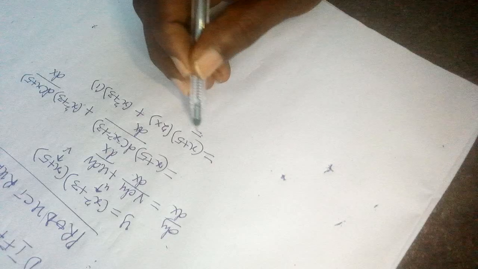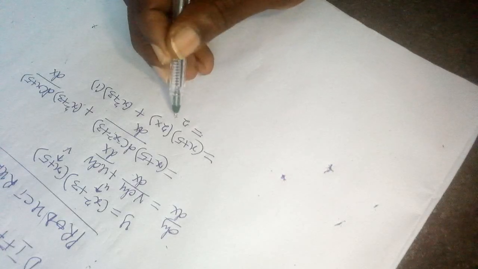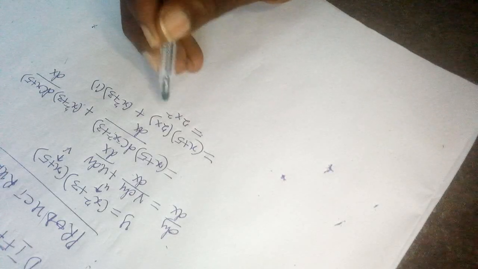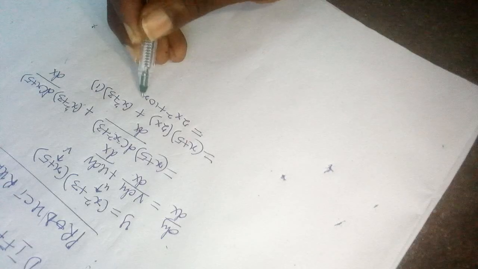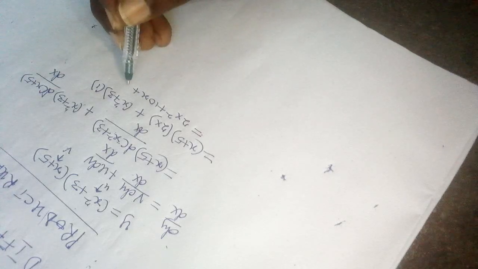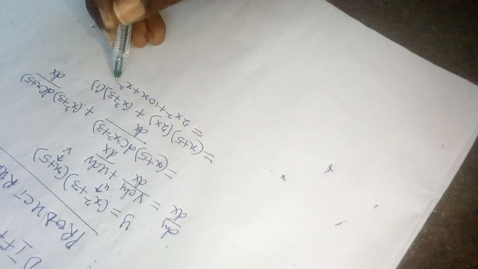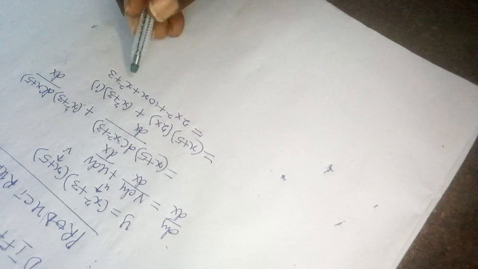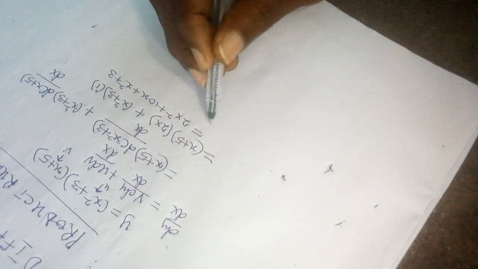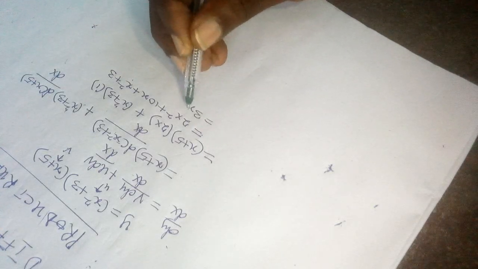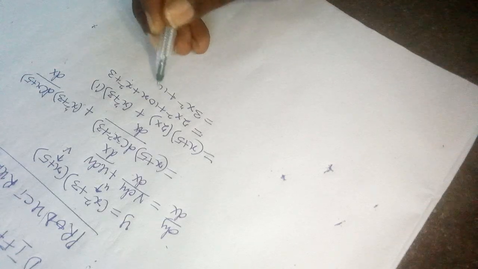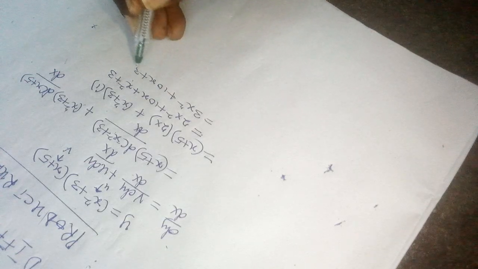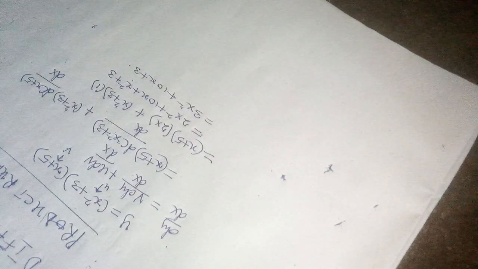When we open the bracket, we'll get 2x raised to power 2 plus 10x plus x squared plus 3. We put the terms with the same powers together to give us 3x squared plus 10x plus 3. That's it. Take note of this work.